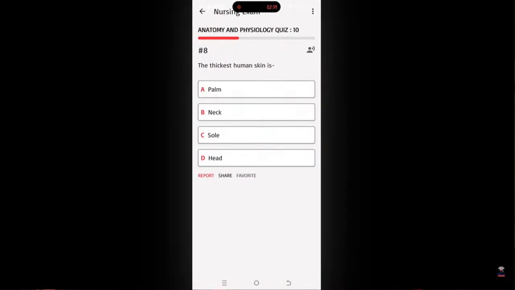The thickest human skin is: A. Palm. B. Neck. C. Sole. D. Head. No, correct answer is C.